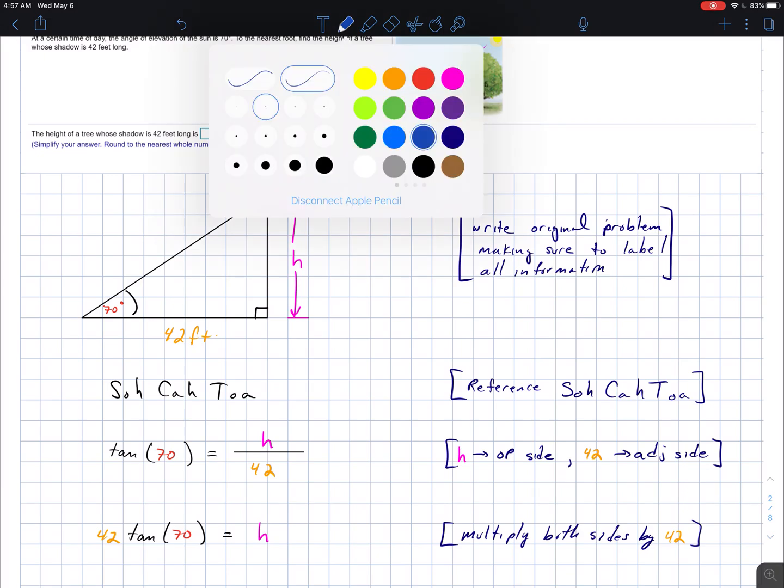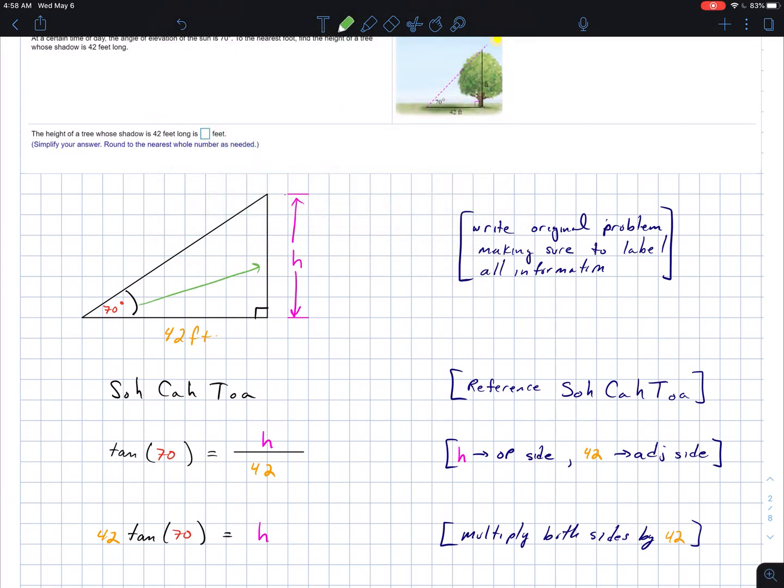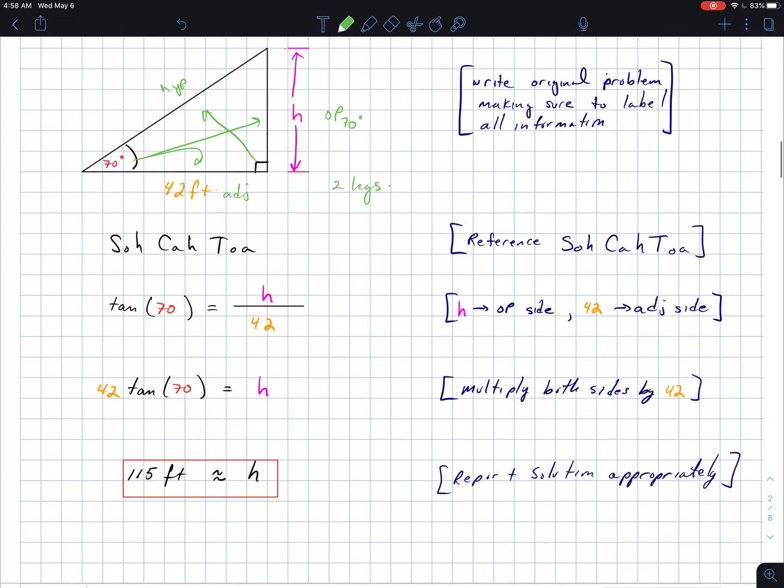So if I drew this in, then this is the opposite to 70 degrees. This is the hypotenuse, which we don't really need, and then this would be the adjacent. So we have two legs. That tells us tangent's where it's at. So I referenced SOHCAHTOA, TOA, opposite over adjacent. I then input the values that I have in question with the specific variable.